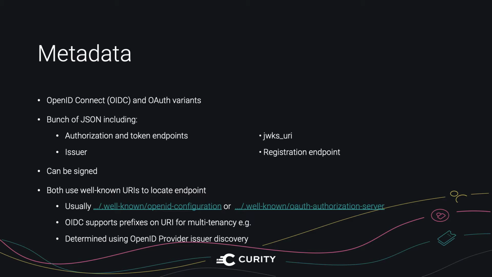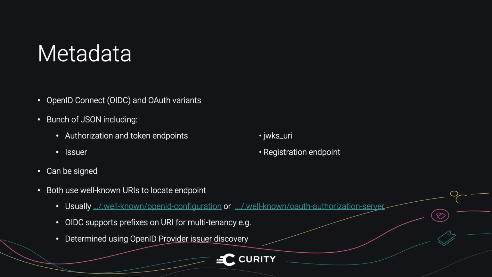This information can be signed so that it can be passed around, and that allows for other scenarios besides point-to-point connections to be made to discover this metadata. To locate this information, both OpenID Connect and OAuth use well-known URIs. In the case of OpenID Connect, this will be exposed at .well-known/openid-configuration, and in the case of OAuth, the default is to expose this at .well-known/oauth-authorization-server. The latter is only a default, however, and other URIs can be used, including the one defined by OpenID. In OpenID, this .well-known is also possible to prefix with another URI to support scenarios like multi-tenancy, for instance.